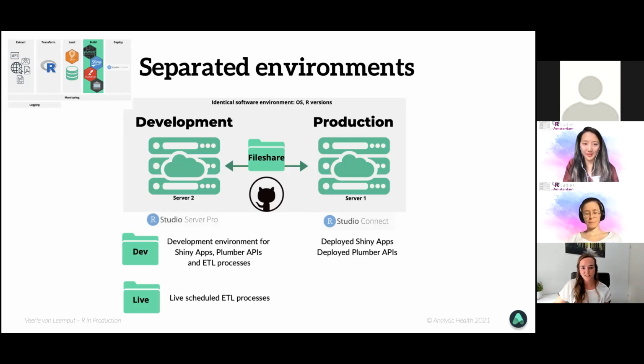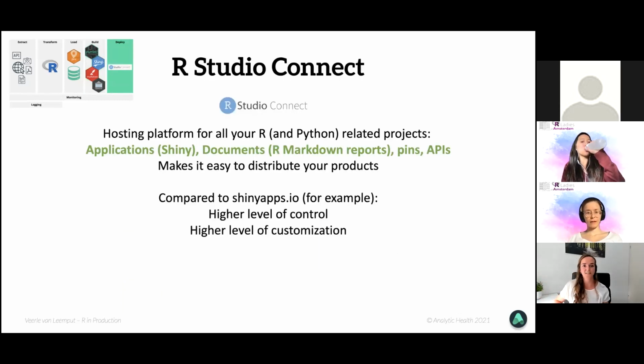So then what is RStudio Connect? What's that all about? Probably you've heard about it, and it is an enterprise product. It's not an open source product of RStudio. You have to pay for it, unfortunately. But RStudio Connect is a hosting platform for all your R and Python related projects. On RStudio Connect, you can host applications, which in the case of R is Shiny. You can host documents, which in the case of R is R Markdown reports.